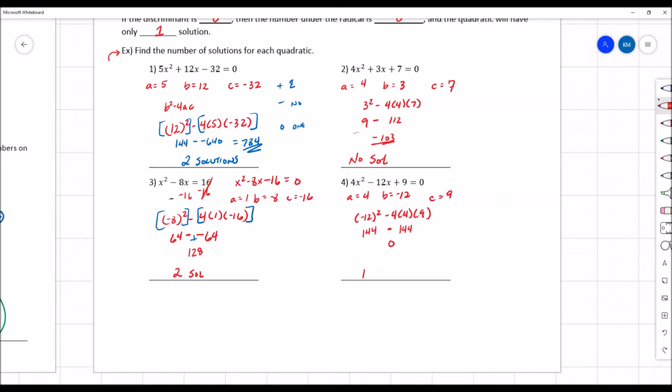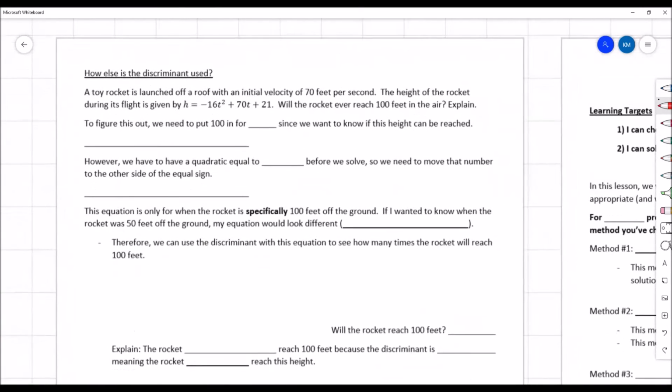That is one solution. A very common mistake here is that when we get 0, somebody says, well, 0 solutions. Nope. Remember, if our discriminant is 0, one of our 3 options being positive, negative, or 0, then there's only one solution. All right, let's see how we would use that.